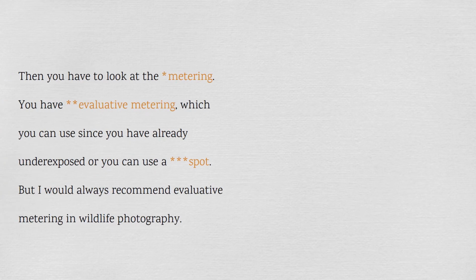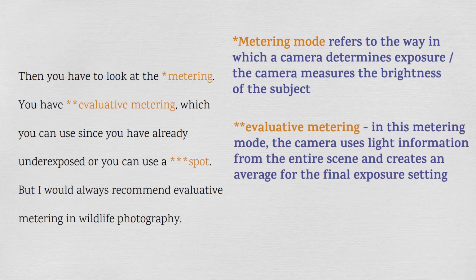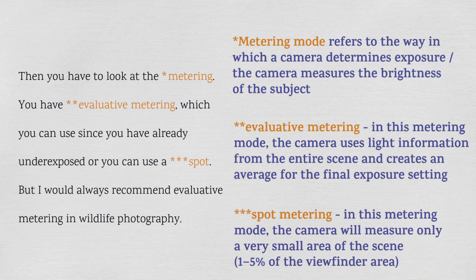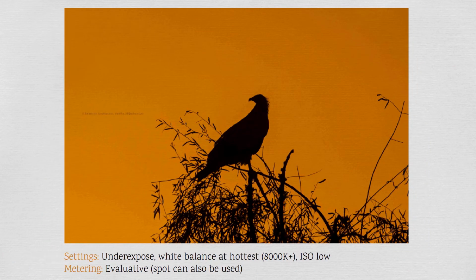Then you have to look at the metering. You have evaluative metering which you can use because you have already underexposed, or you can use spot, but I would always recommend evaluative in wildlife photography. And this is the kind of picture you will get. This is the result because your underexposure is going to render the picture darker, the light is exactly behind the subject, thereby the subject will go into shadows, and since you have kept the white balance at hottest, the picture will turn into an orange or yellowish shade.